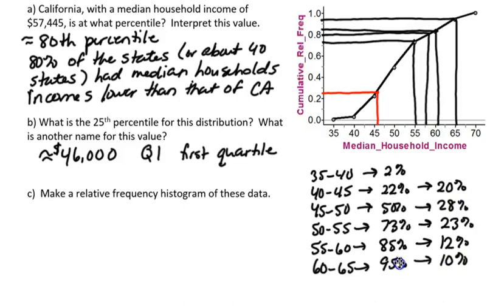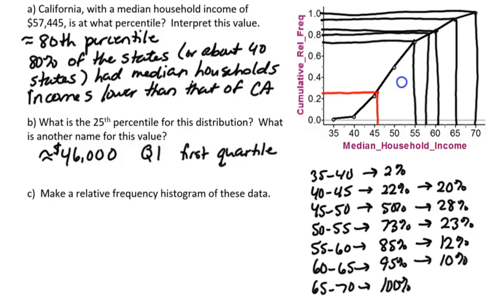So we see a change of about 10% here. And then when we go from 65 to 70, now we're up at 100%. So we're at 100%, so we had a change of 5%. So in a cumulative frequency graph, the height of the graph represents the cumulative frequency, but in a histogram, the height of the bar represents just the frequency, or the relative frequency in this case, in that bar.